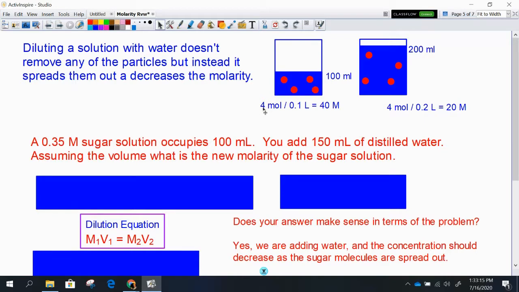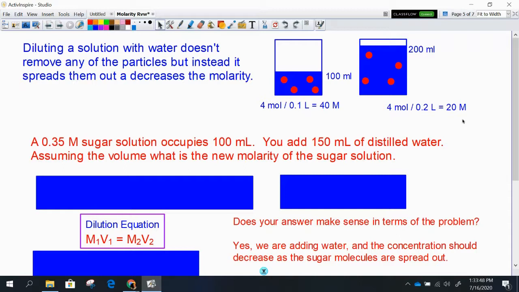And I did the calculation. 4 moles divided by 0.1 liters is 40 molar. That number is just huge. It's calculated correctly, but nothing is ever going to be 40 molar. That's ridiculous. But just for calculation's sake, that's a good calculation. And then after it's spread out, we have 4 moles over 0.2 liters. That's now 20 molar. That should make sense. If you double the volume, it's getting spread out, it's half as concentrated.